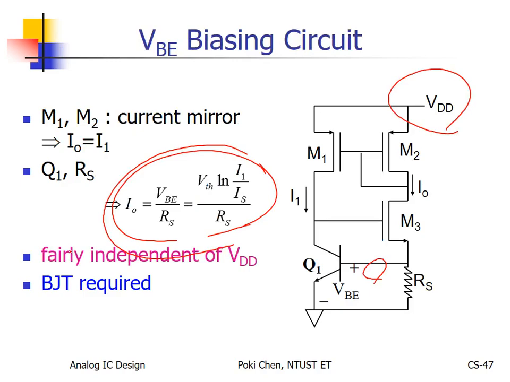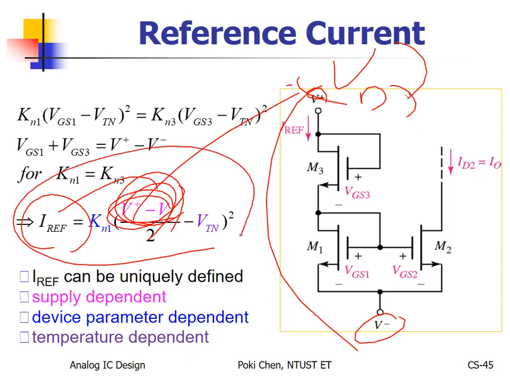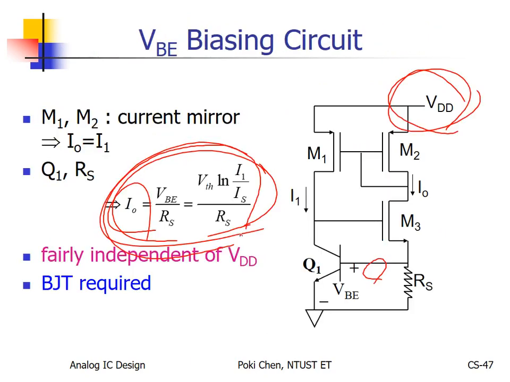But here, please tell me, where is VDD? Nothing related to VDD. So in theory, never mind how much VDD you apply, it doesn't matter to the output current at all. In theory. How about in practice? A little bit, but not much. At least much better than this. Much better. Congratulations, you made it. This is the supply independent bias current.